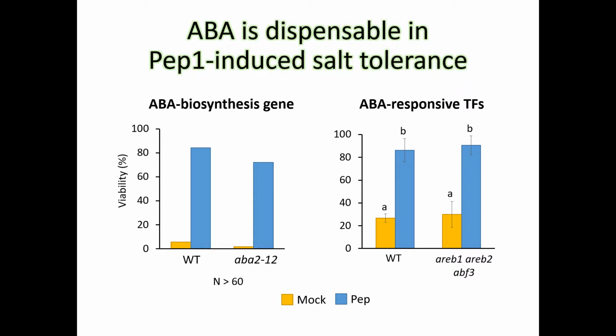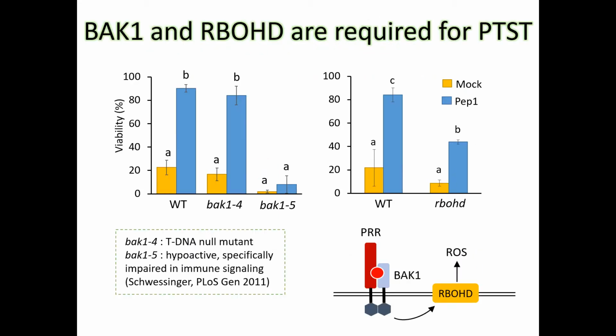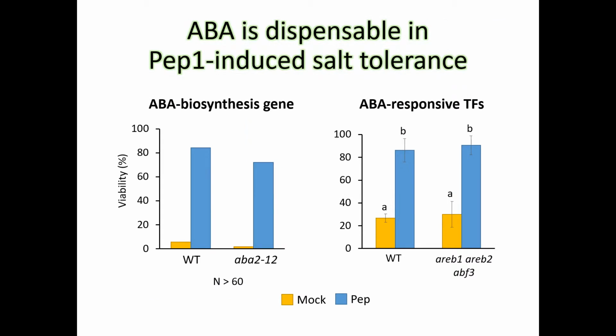We first tested whether or not abscisic acid is needed in this PTST, mainly because abscisic acid plays a major role in abiotic stress tolerance. So we used 2 different mutants, the ABA biosynthesis mutant and the ABA-responsive transcription factor triple mutant. As you can see here, in both scenarios, these mutants show a wild-type phenotype. So this tells us that abscisic acid is not required for PEP1-induced salt tolerance.